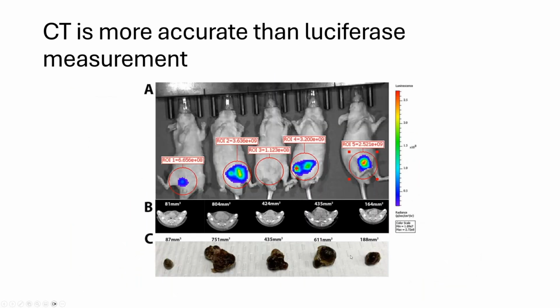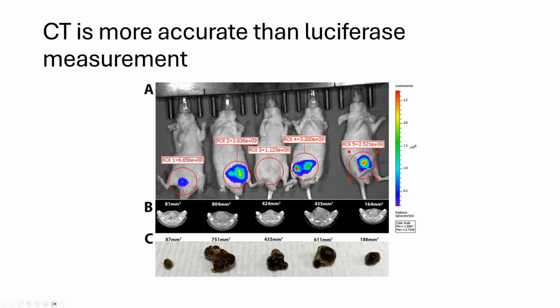So then when we compare the IVUS to the actual CT numbers versus what we pulled out of the animals, again, you can appreciate that the CT is fairly accurate. So we're getting 81 millimeters, and this was 87. We detected 804 millimeters, and when we pulled it out, it was 751, but this is also a strangely shaped tumor, so that's really hard to even quantify with calipers.